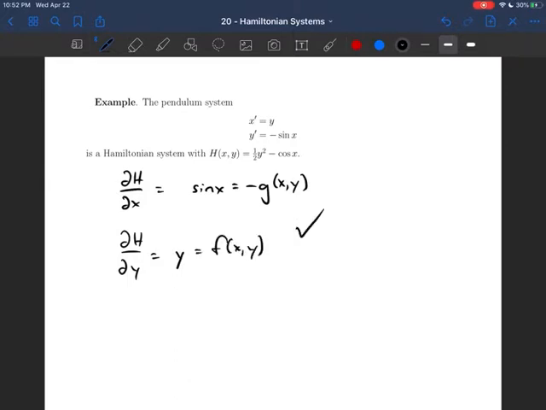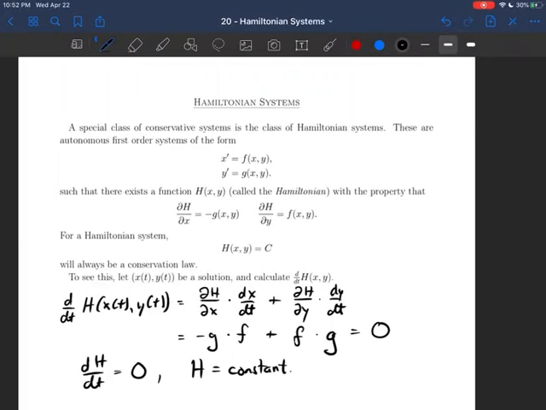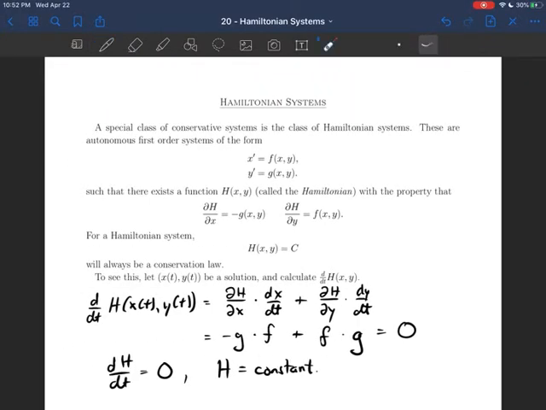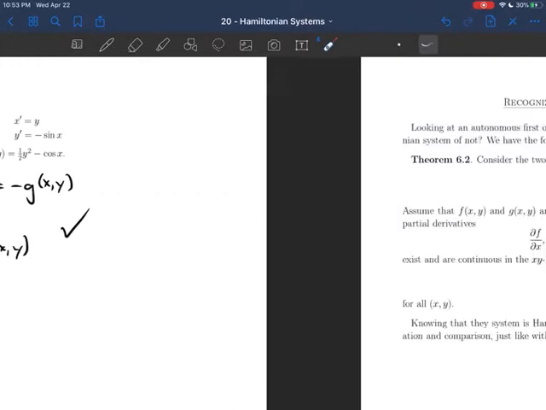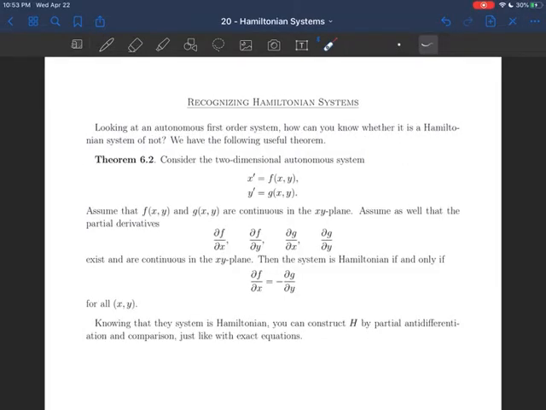Right, so we get positive sine of x, which is the negative of g of x and y, which is negative sine x, negative, negative. And the partial of H with respect to y is y, which is equal to f of x and y. So that matches the definition of what it takes to be a Hamiltonian. Let's just take a little quick check. Yep, we have derivative with respect to x is minus g, derivative with respect to y is positive f. All right, we're in business. What if the signs were switched? If the signs were switched, you're okay. The Hamiltonian is just the negative of what you were trying.